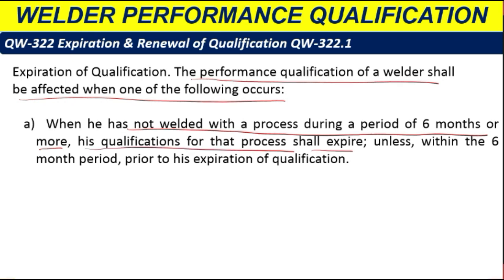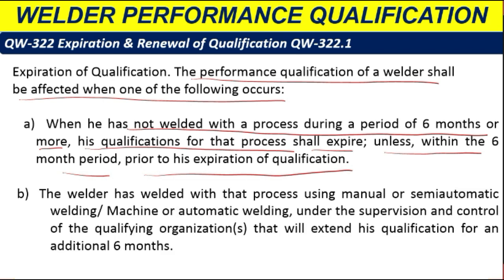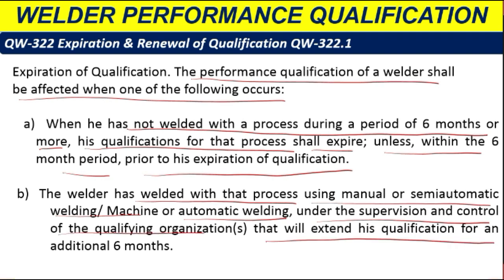Means if the welder is qualified in SMAW position and there is a gap of 6 months where he didn't do any welding, then his qualification certificate will expire, unless within the 6-month period prior to the expiration of qualification the welder has welded with that process. So if for 6 months he didn't do any welding activities, definitely it will expire. Another one: the welder has welded with that process using manual or semi-automatic welding machine or automatic welding under the supervision or control of the qualifying organization, which will extend his qualification for an additional 6 months.